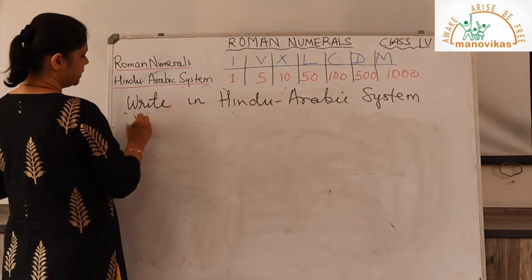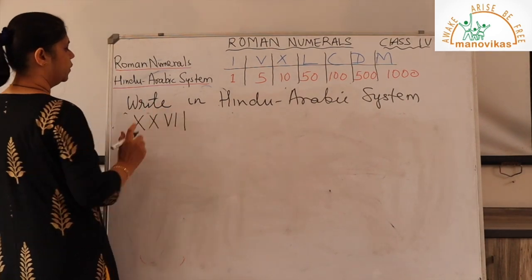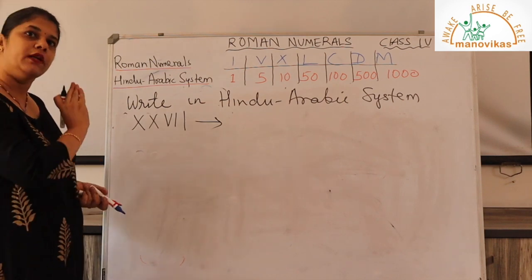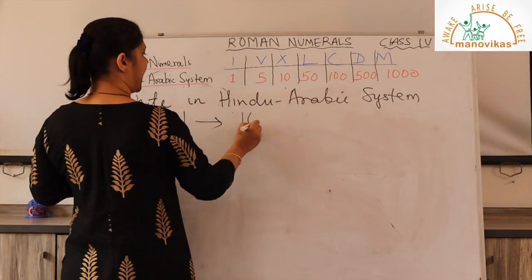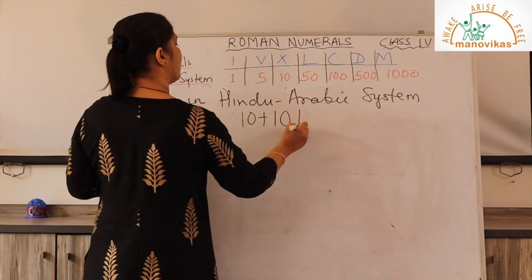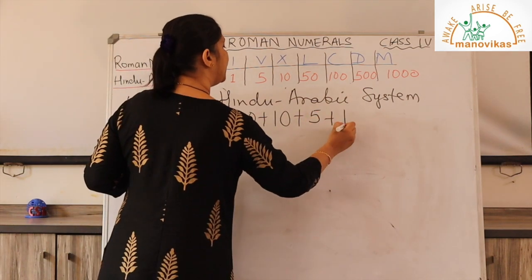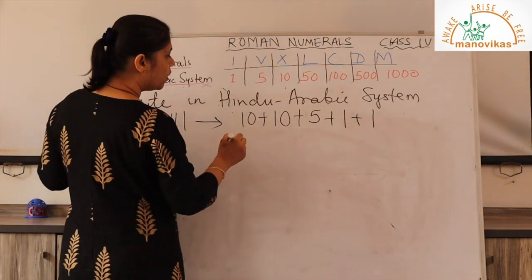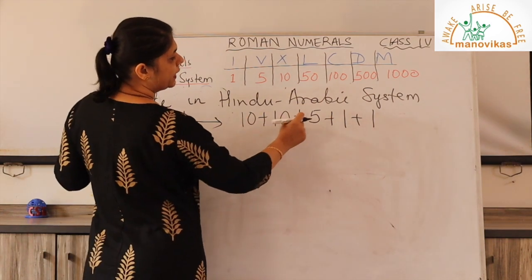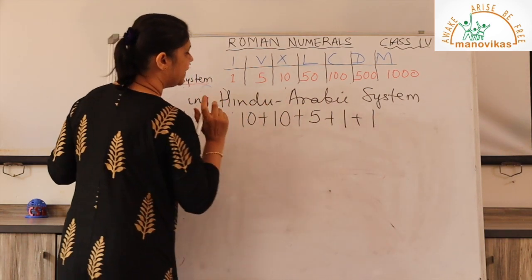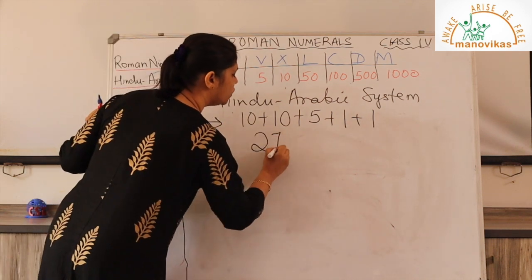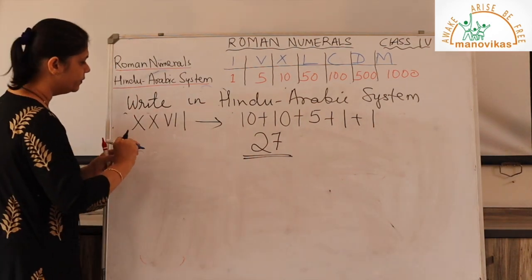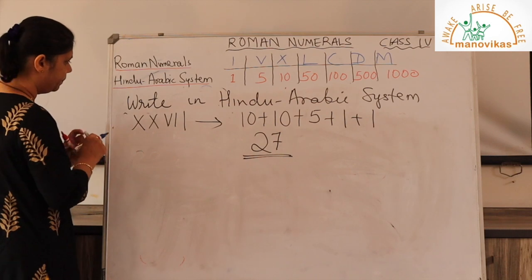Look at the first example. Okay. Now again split this number according to the rules that you have learnt. Now this number means what? 10. I have one more 10. I have one 5. I have one 1. And I have one more 1 here. So this number will be read as how? 10, 20, 25, 26, 27. So what is the number here in the Hindu-Arabic system? It is 27.